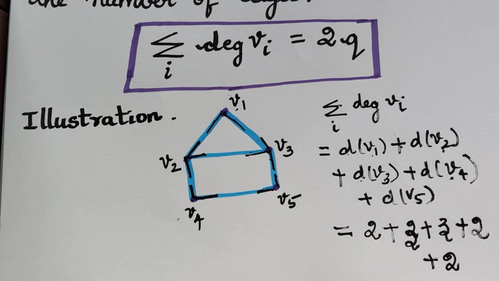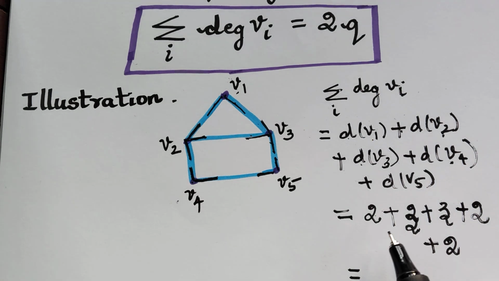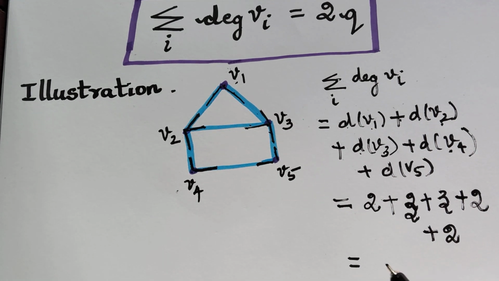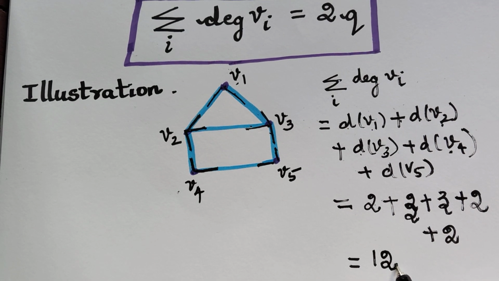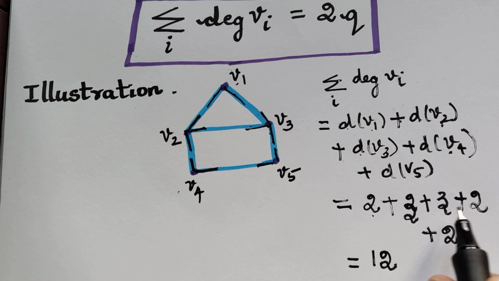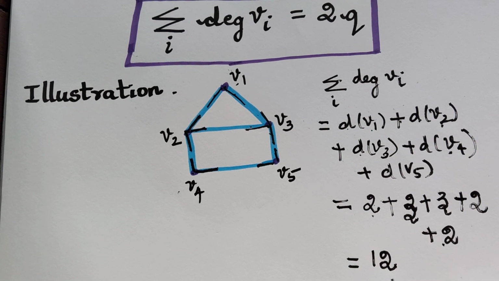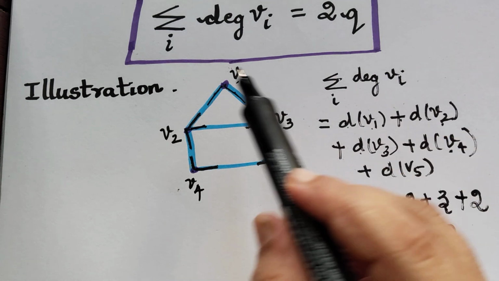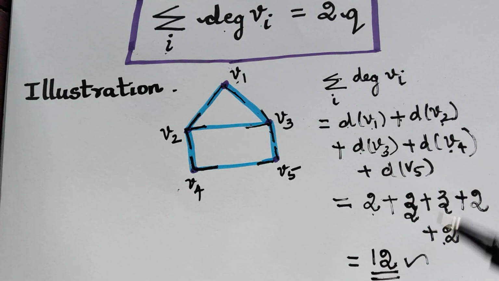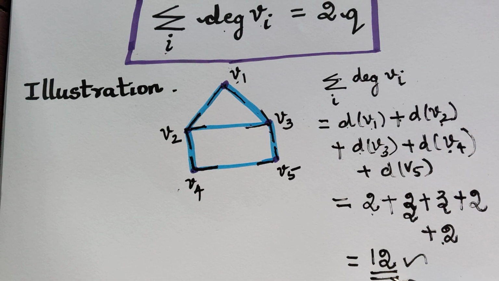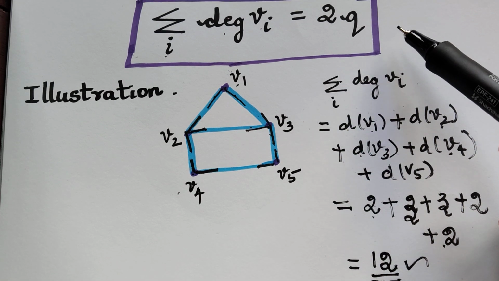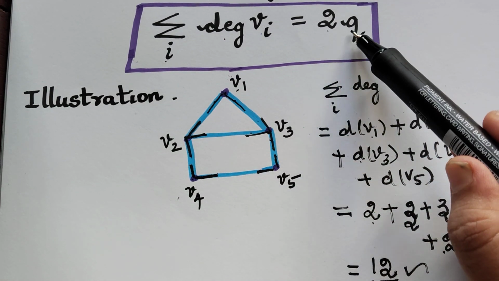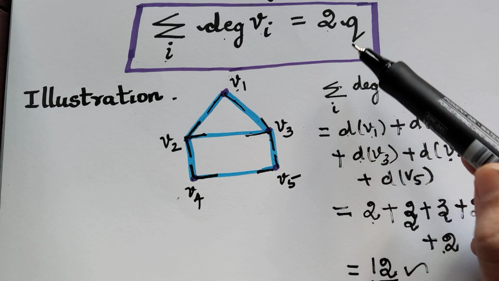So when we add up all this, we get the value to be equal to 12, because 2 plus 3 plus 3 plus 2 plus 2 is 12. So we have got the left hand side to be equal to 12. Therefore summation over i of degree of Vi is equal to 12. We have to check whether it is the same as the right. On the right we have 2Q. Q is what? The number of edges.